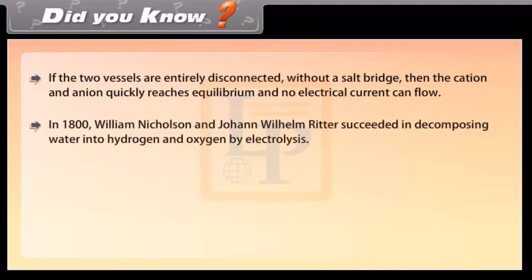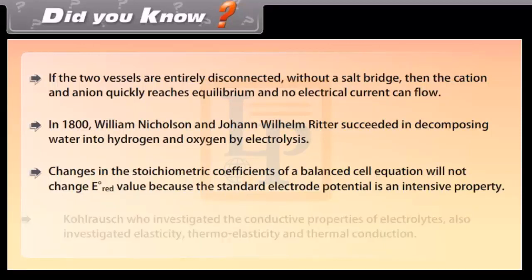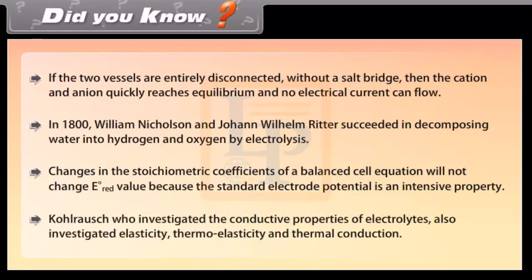In 1800, William Nicholson and Johann Wilhelm Ritter succeeded in decomposing water into hydrogen and oxygen by electrolysis. Changes in the stoichiometric coefficients of a balanced cell equation will not change the E0 value because the standard electrode potential is an intensive property. Kohlrausch, who investigated the conductive properties of electrolytes, also investigated elasticity, thermoelasticity and thermal conduction.